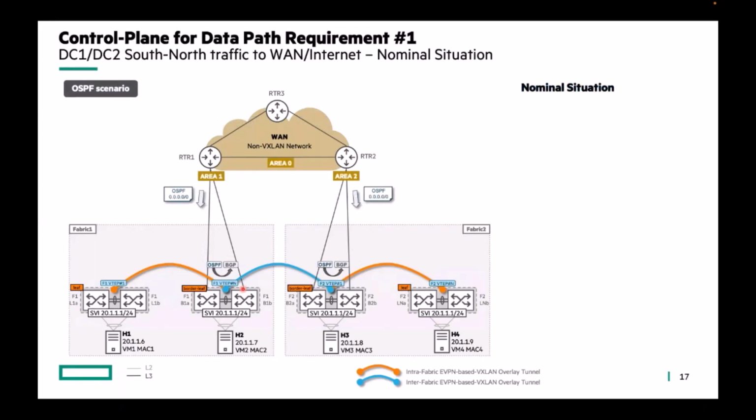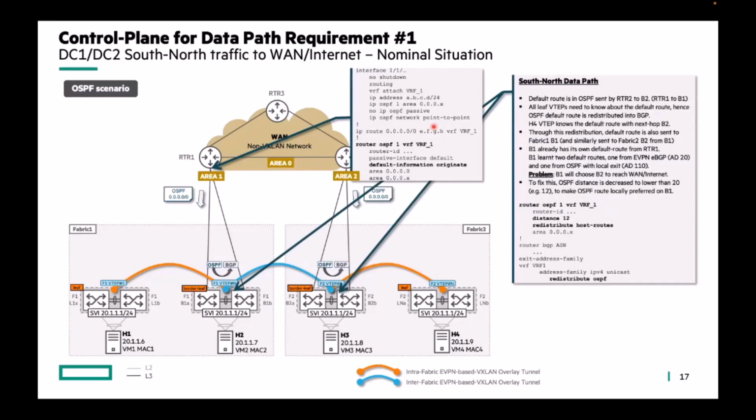Now let's talk about the control plane of use case one, which we just discussed. We are talking about south-north traffic to the WAN. The nominal situation would be this: we are trying to ensure that we send out a default route on the individual local WAN routers. For fabric one, border one, you will have a default route being sent by router one, as you see on the screen.